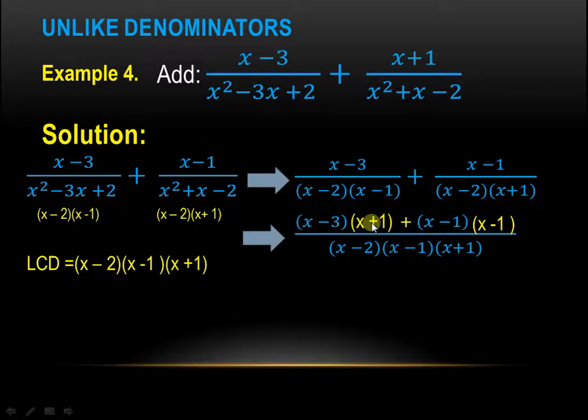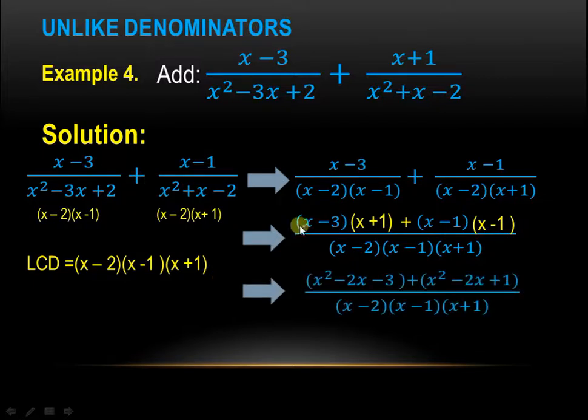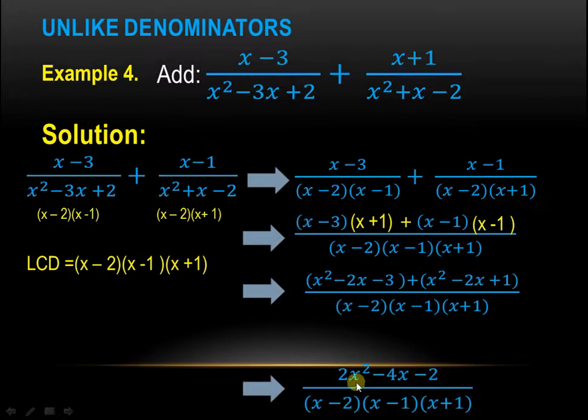Now let's multiply or get the product of these two. We have the product of this is x squared minus 2x minus 3 plus, and the product of this is x squared minus 2x plus 1. Now we will simplify the numerator, and what we get will be 2x squared minus 4x minus 2 all over the quantity of x minus 2 times the quantity of x minus 1 times the quantity of x plus 1. Okay?